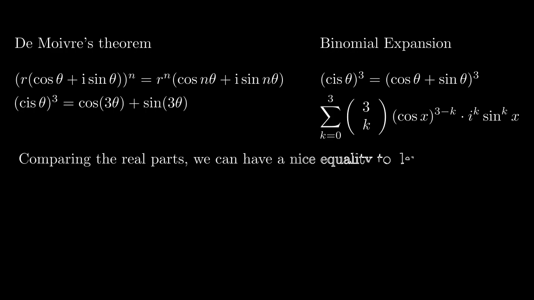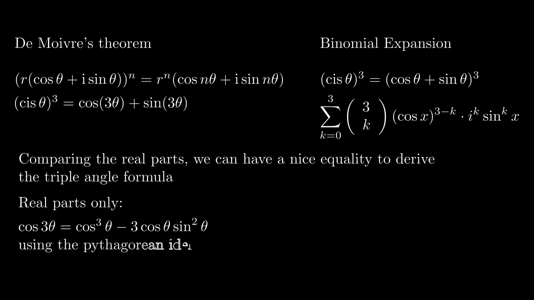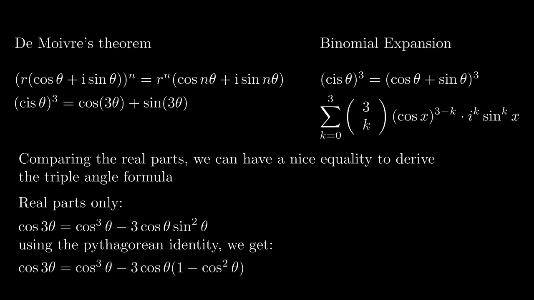If you compare with the real parts only, you have cosine 3 theta from the DMT and then the right-hand side from the binomial expansion. Using the Pythagorean identity, we get the expression of the triple angle formula of cosine in terms of just cosine. Similarly, you can derive the triple angle formula for sine using the imaginary parts.